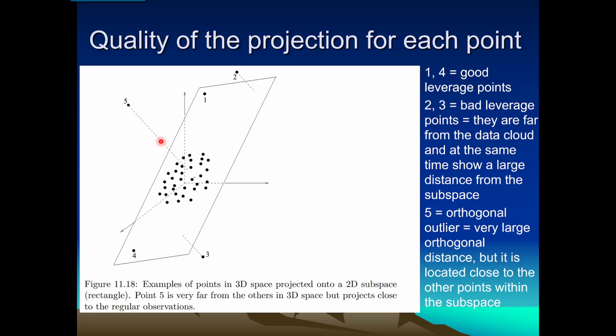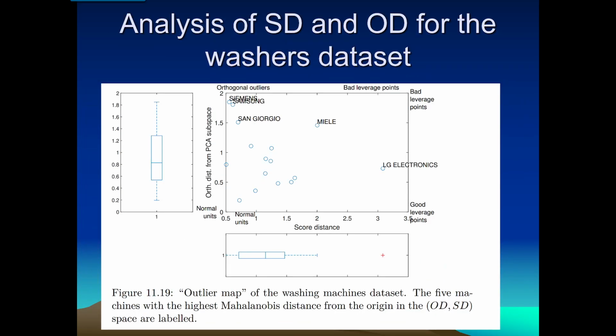Okay, so for example, this is point 5, an orthogonal outlier, with a very large orthogonal distance. On the other hand, point 4 has a very large score distance, but it is well represented by this subspace. So you want to distinguish between these cases. So you want to have a plot which has the score distance and the orthogonal distance. And then here we have put the labels. The labels come out automatically. This is the outlier map for the washing machine dataset.